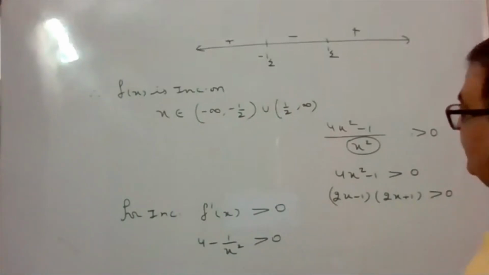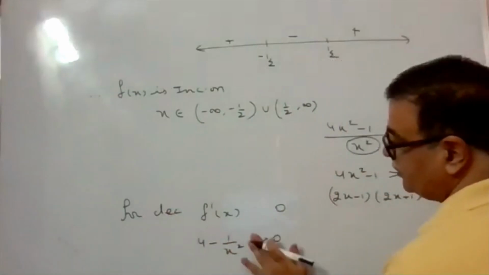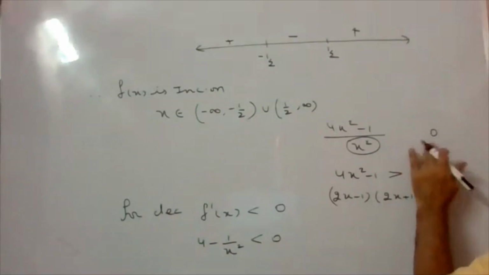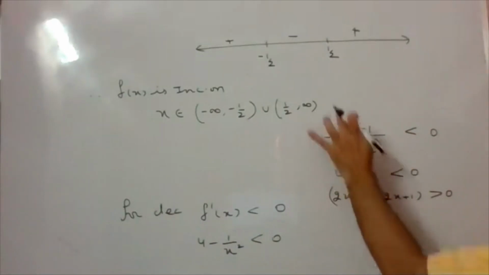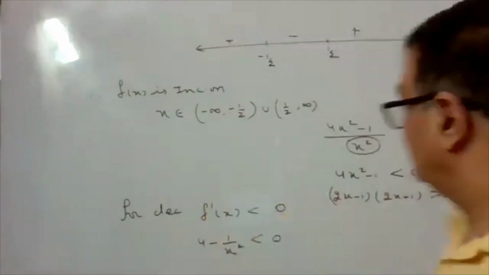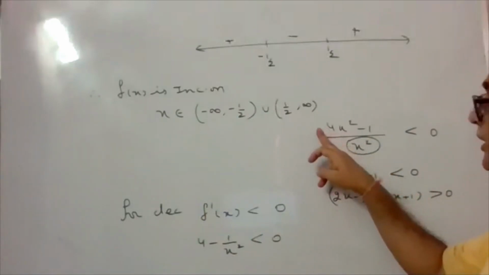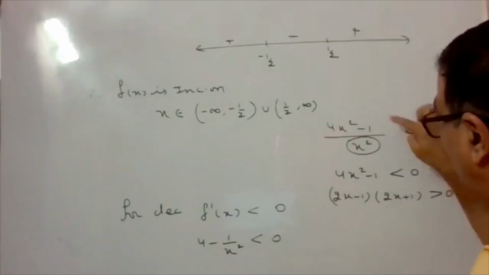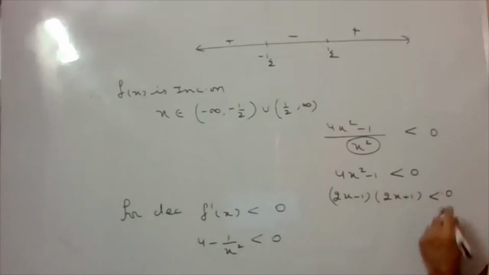Same way when you go for decreasing, what change will be here? The numerator will be a negative value, because negative means one plus and one minus, so numerator is already negative. Denominator is positive, but numerator is always negative in this case, because you want the result to be negative. So if you want this to be negative, this quantity is negative. That means this has come out to be negative.